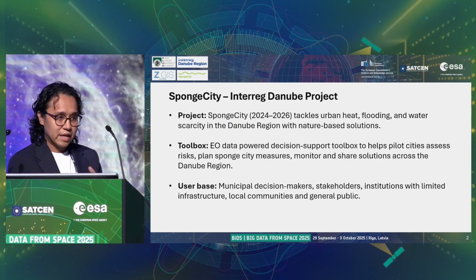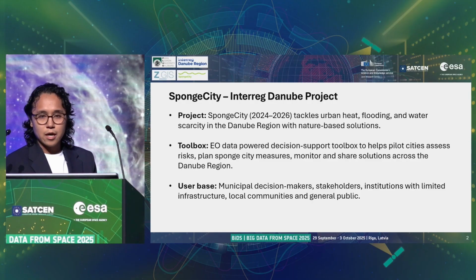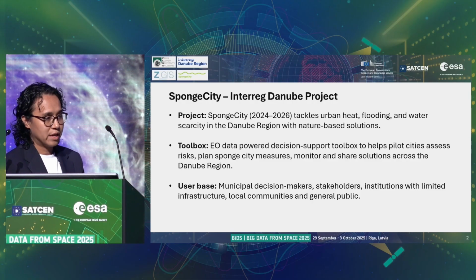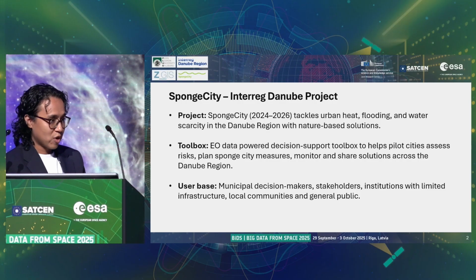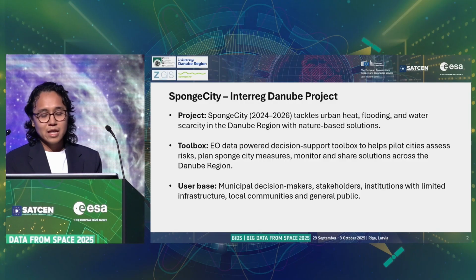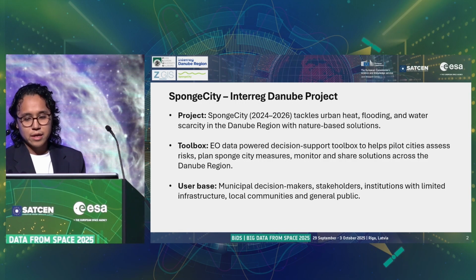The SpongeCity is an Interreg project that tries to tackle climate change effects in the urban environments in Danube region cities. Our role in this project is to develop an observation data-powered toolbox that helps the cities assess risks and plan SpongeCity measures across the city. This toolbox is meant for a broader public and people in the municipalities, local communities, and stakeholders. So the important thing is that this toolbox has to be accessible and also simple.